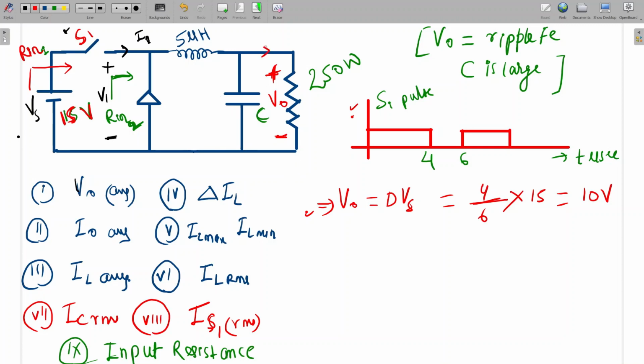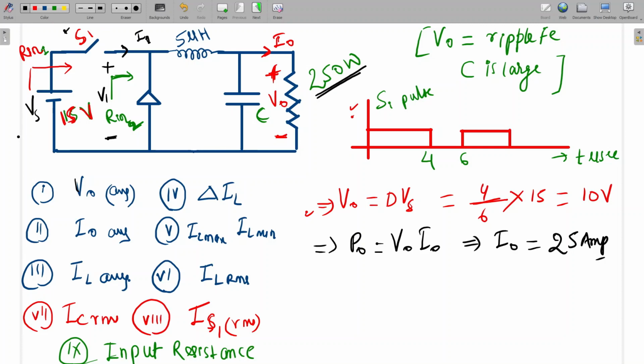So what will be the average output current, I naught? Power we have already, so we can apply the power equation: PO is equal to V naught I naught. From here we can calculate I naught. What will be the value of I naught? Sir, what is the power? Power is 250 watt, already given. So I naught will be P naught divided by V naught. This will be 25 amps.